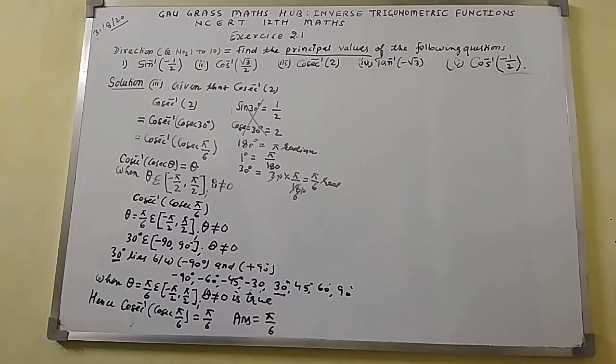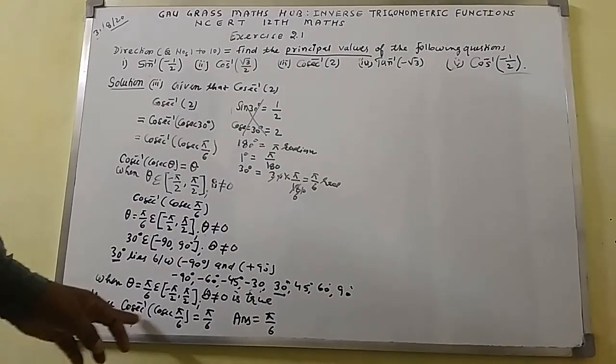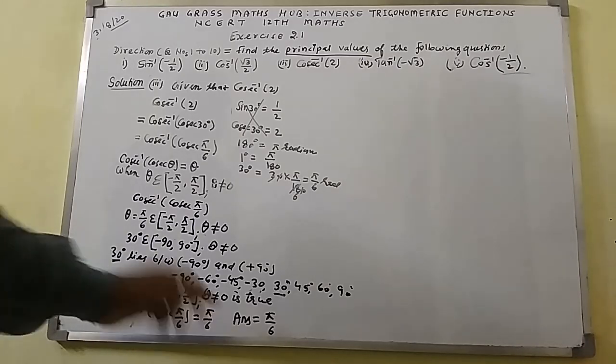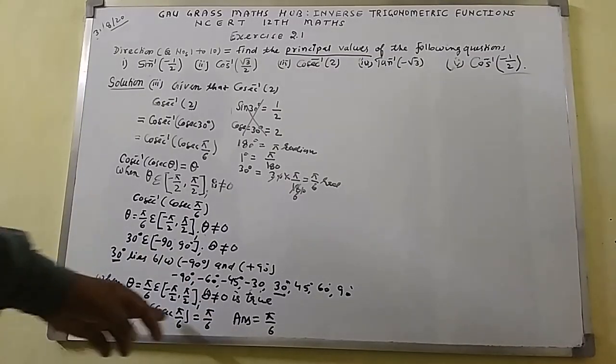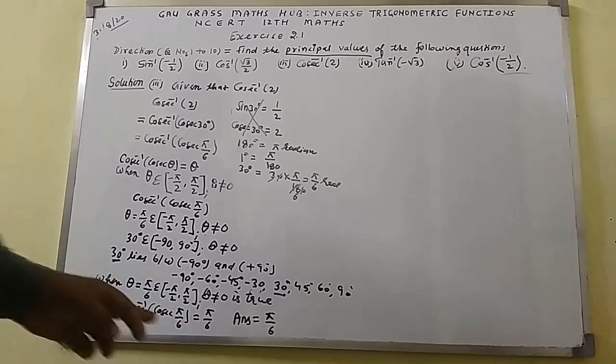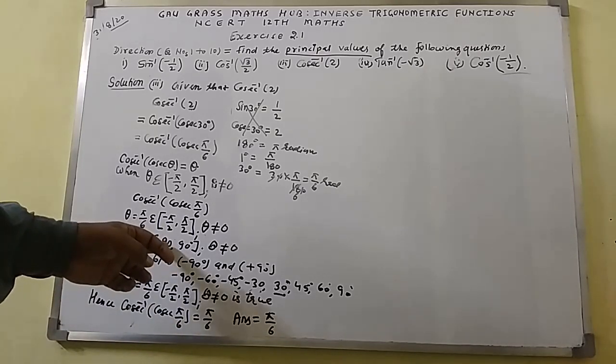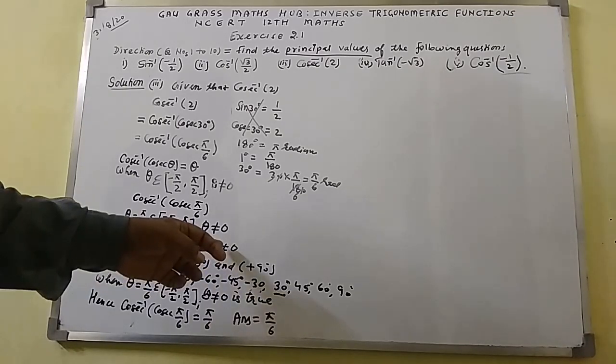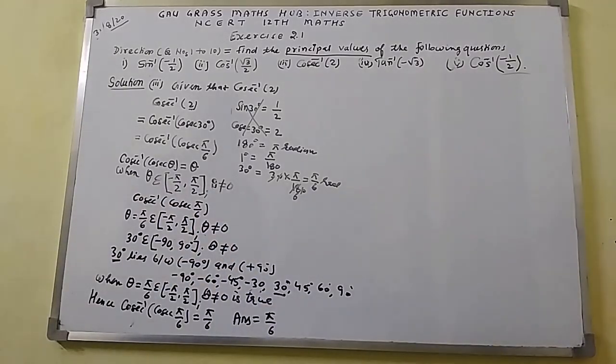Question number 3. Cosec inverse 2 equal to pi by 6. The principal value of cosec inverse 2 will be pi by 6. Cosec pi by 6 equal to pi by 6 will be there, because here pi by 6 means 30 degree belongs to the closed interval minus 90 degree, plus 90 degree, closed interval, theta not equal to 0. The answer will be pi by 6.